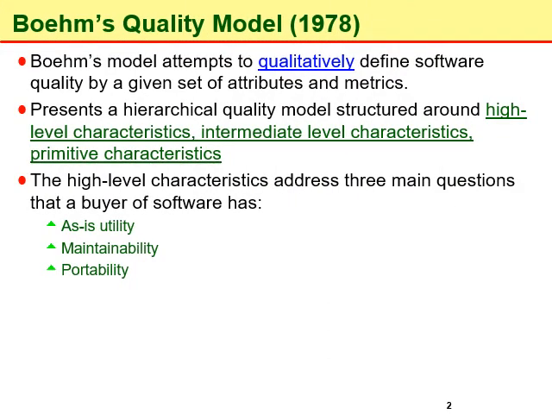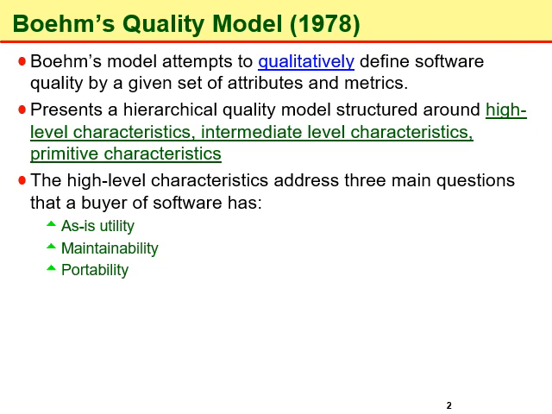So the second quality definition model we discuss here is Boehm's model. Boehm's model attempts to qualitatively define software quality by a given set of attributes and metrics. Boehm's model is similar to the McCall's quality model in that it also presents a hierarchical quality model structured around high-level characteristics, intermediate-level characteristics, and primitive characteristics, each of which actually contributes to the overall quality objectives.